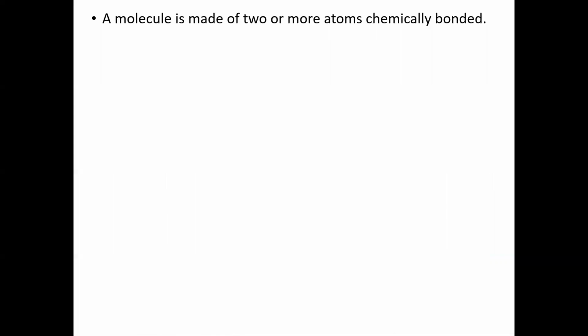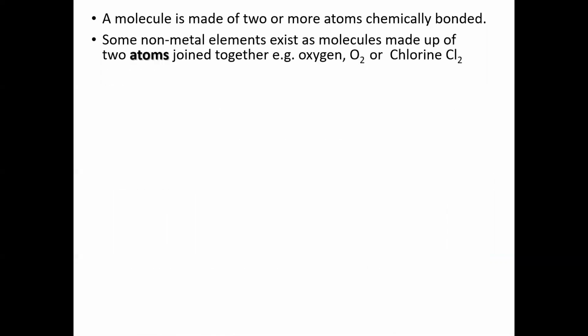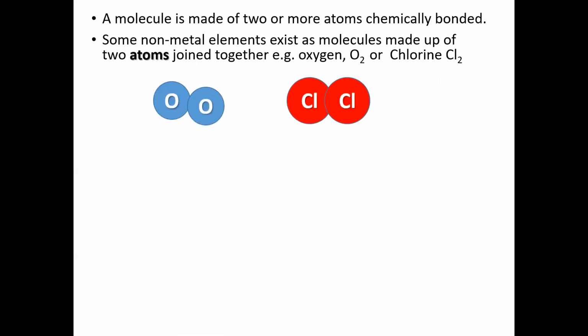So a molecule is made of 2 or more atoms chemically bonded. Some non-metal elements exist as molecules made up of 2 atoms joined together. So for example, oxygen is O2 and chlorine is Cl2. That subscript or small 2 literally means that you've got 2 oxygens joined together. Similarly, here the 2 means you've got 2 chlorines joined together. So that would be represented as follows: O2, Cl2.